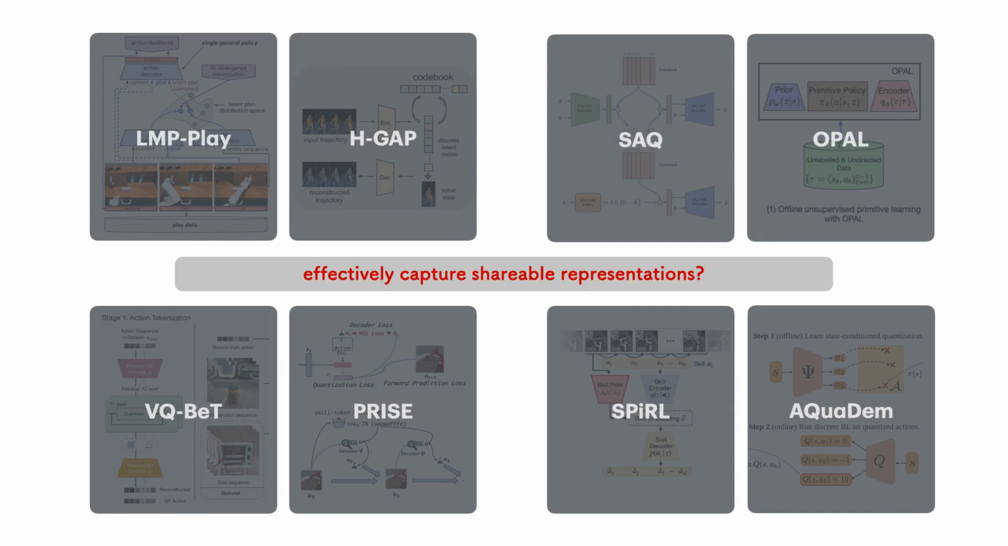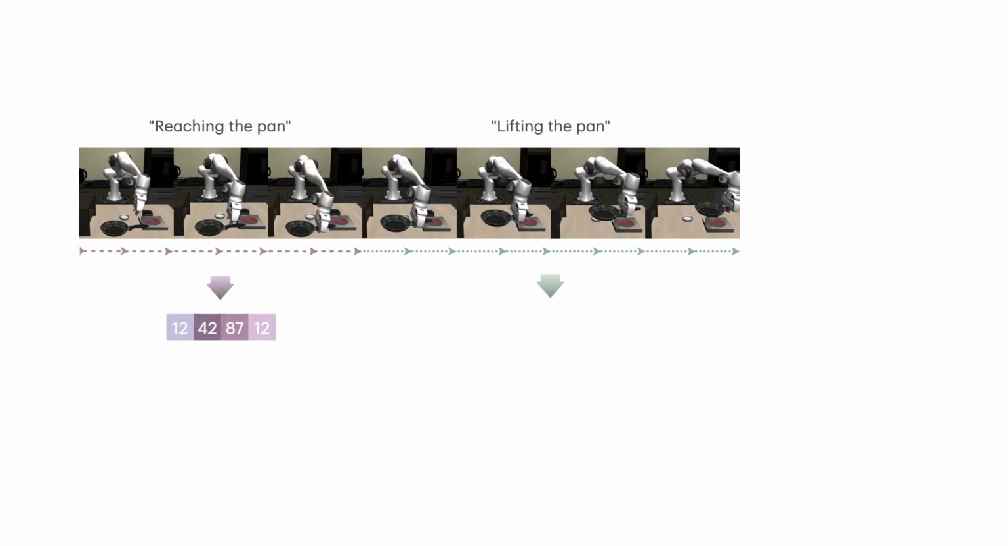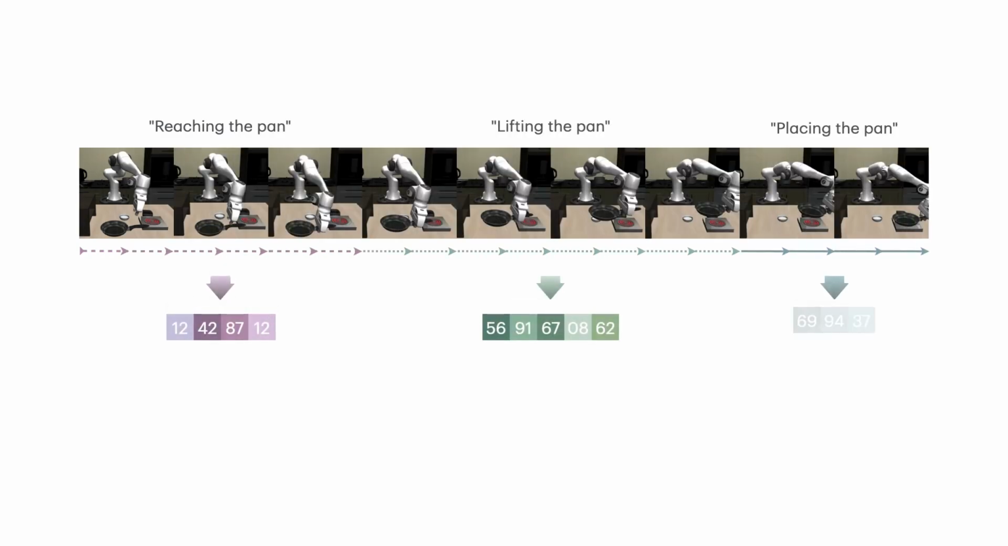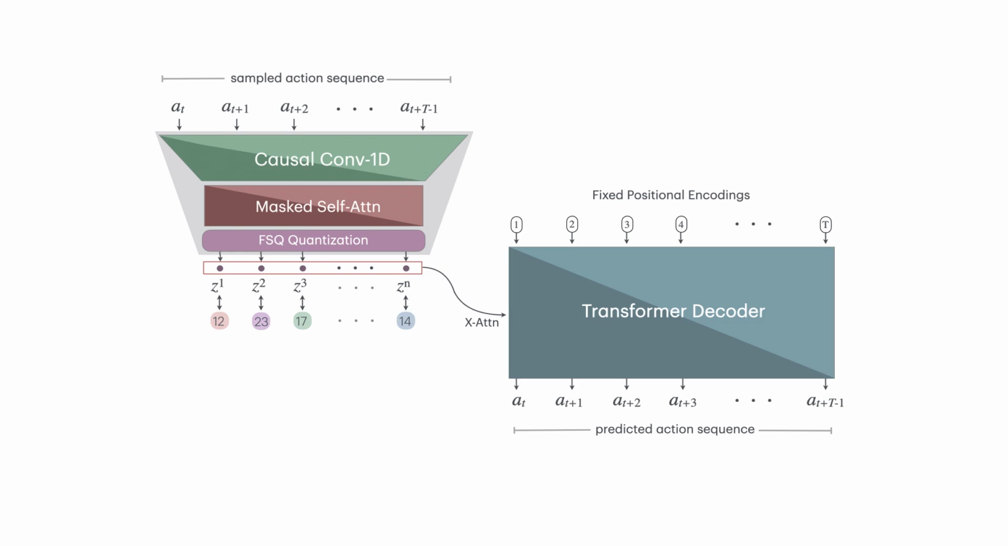However, these are generally limited by architectures that do not faithfully capture shareable representations. The key insight behind QueST is its ability to flexibly capture variable length motion primitives by representing them with a sequence of discrete codebook entries. We achieve this through a unique encoder-decoder architecture designed to impart causal inductive bias from action sequence data into the latent space.